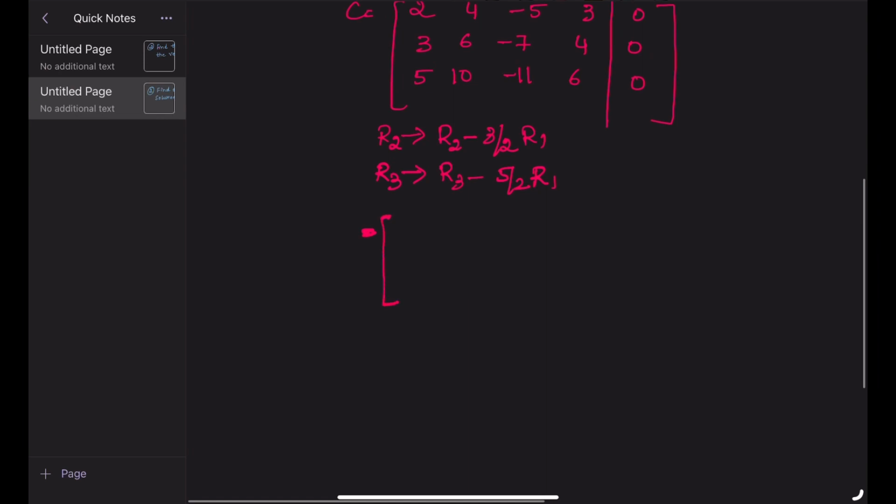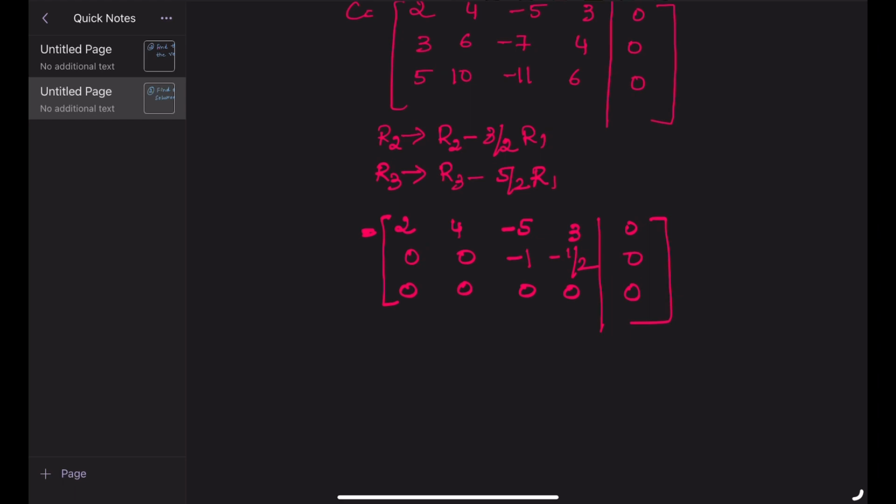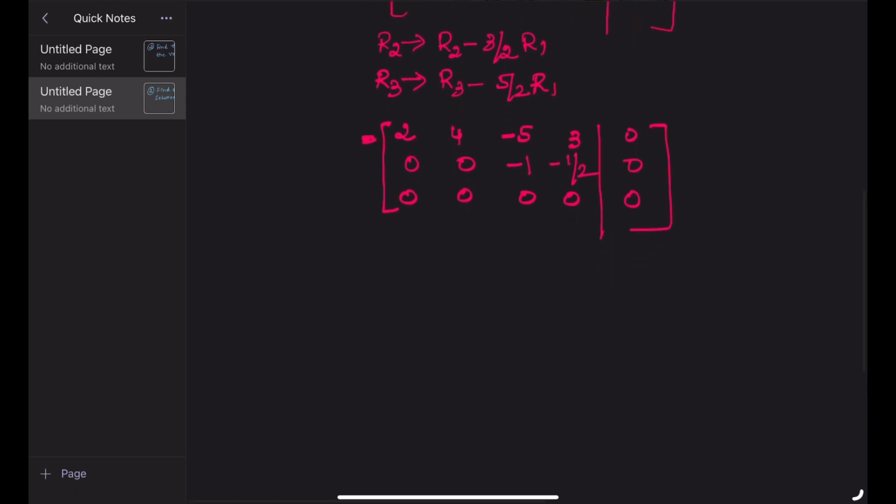I already have the solution. I will directly write them. You can pause the video and solve for it. So first row remains as it is, then 0 0 -1/2 0 0, 0 0 0 0 0. Okay, now the first thing we have to do is we will write the equation.